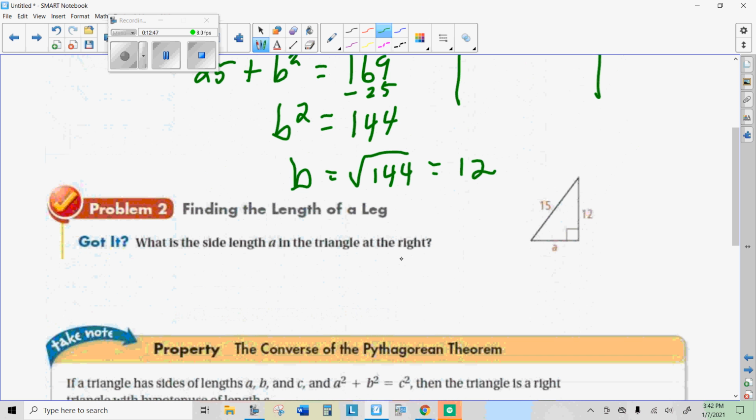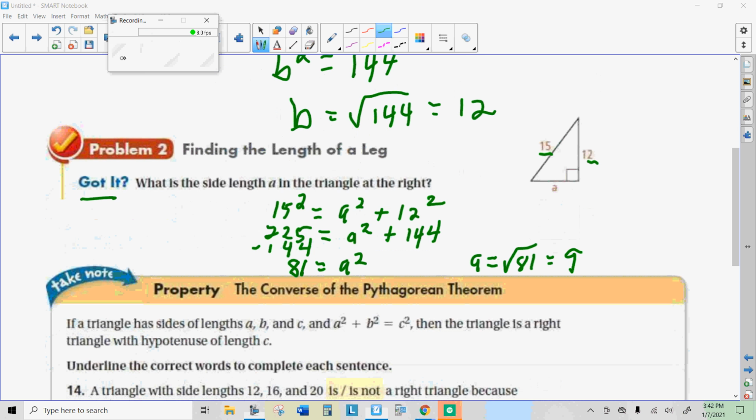So why don't you try this next one? See if you got it. Find a. Now remember, a is going to be smaller than either one of these, so it's going to be like the last problem we did. All right. I should have got 9 for that.